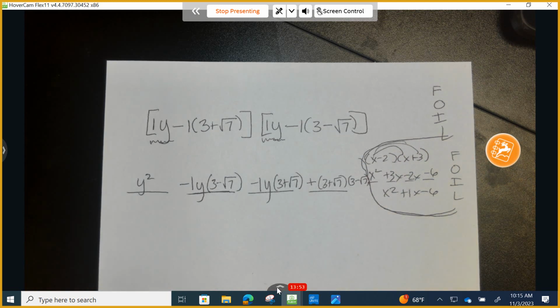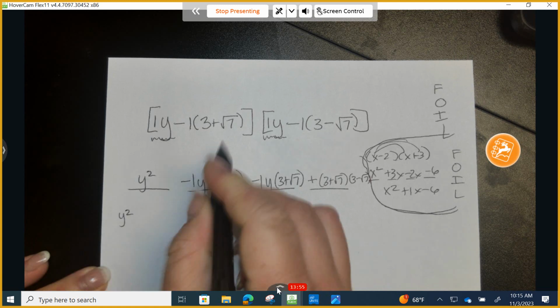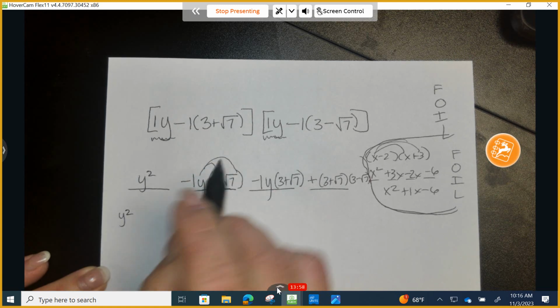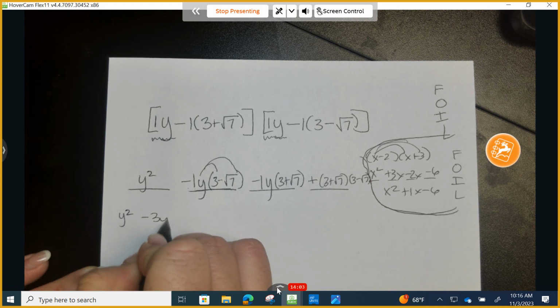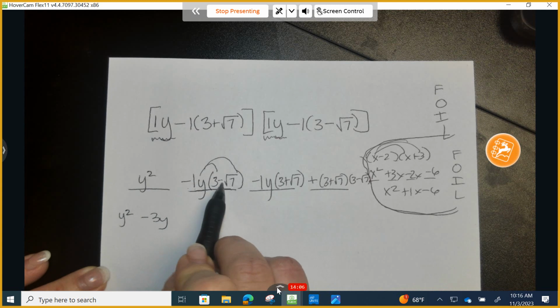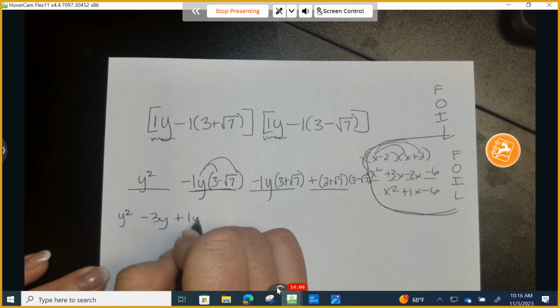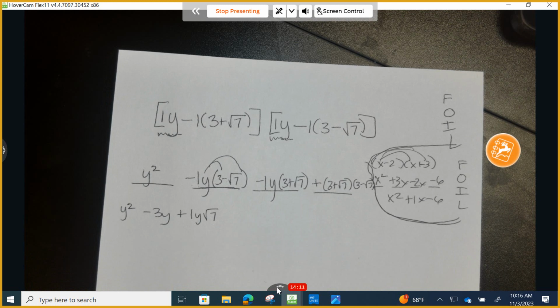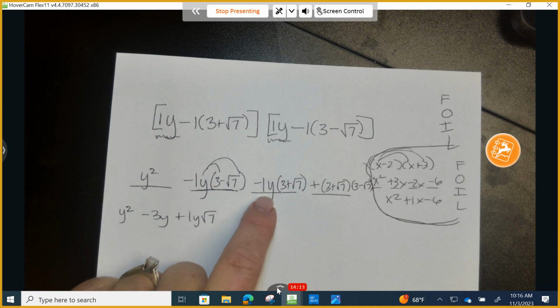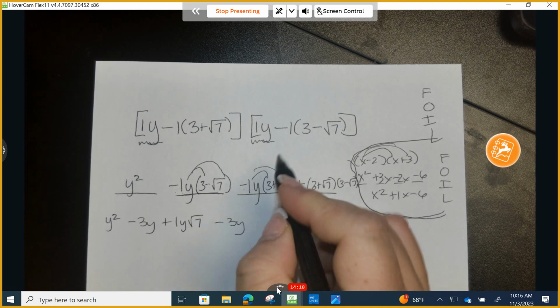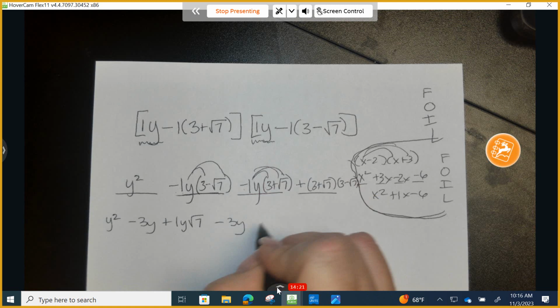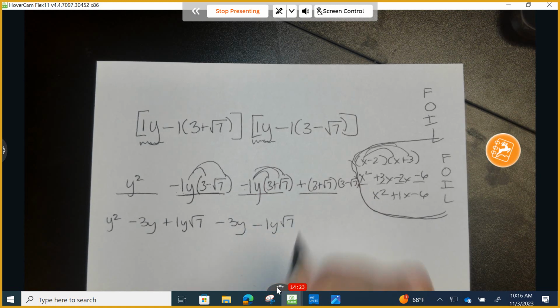We are going to distribute a few things. So I'm going to write this down. I have y squared. And now when I distribute the negative 1y to these 2 quantities, I end up with a negative 3y. And a negative times a negative is a positive. So positive 1y square root of 7. Do the same thing to the third one. Negative 1 times 3 is negative 3y. And negative 1 times positive 1 is negative 1y square root of 7. So I've taken care of 3 of the 4 different groups.